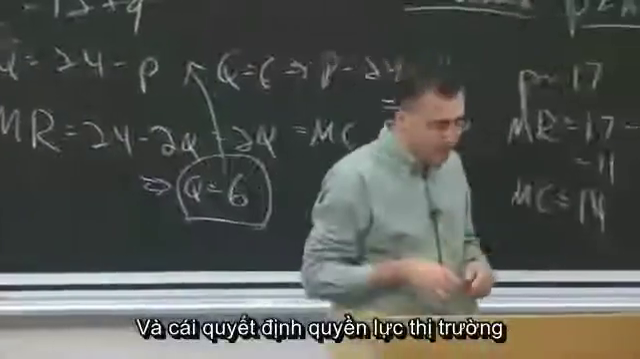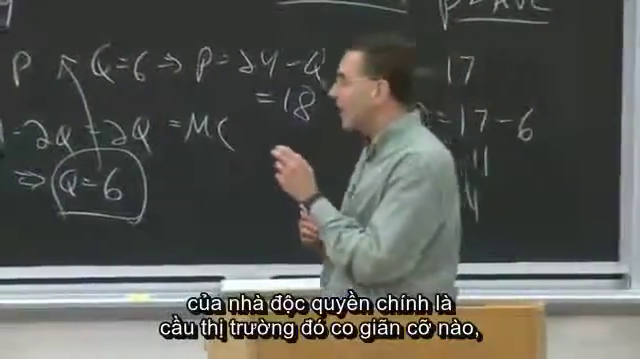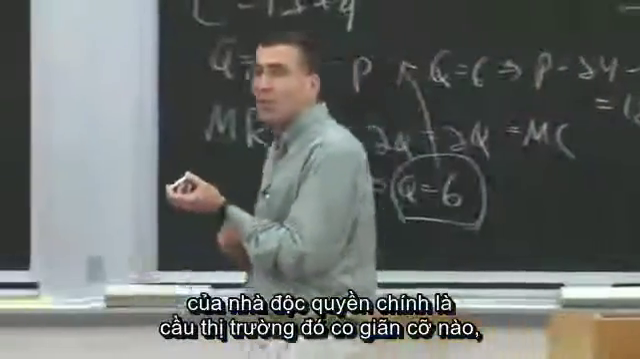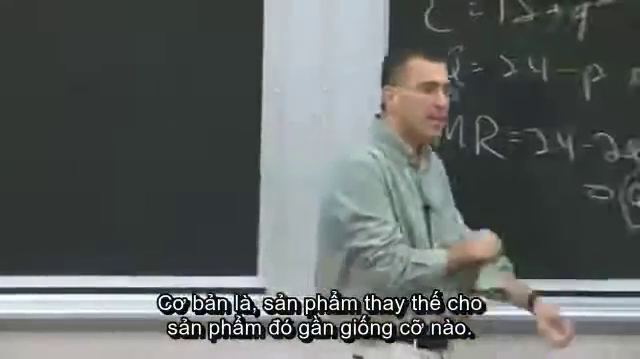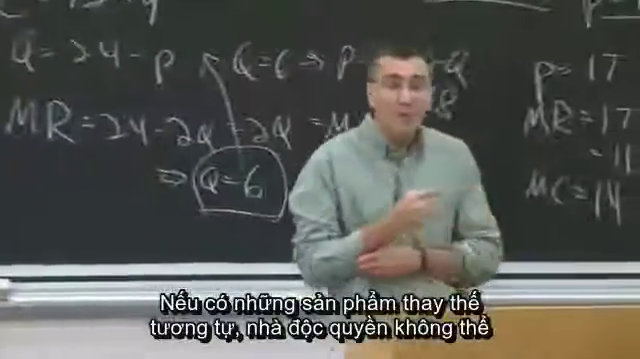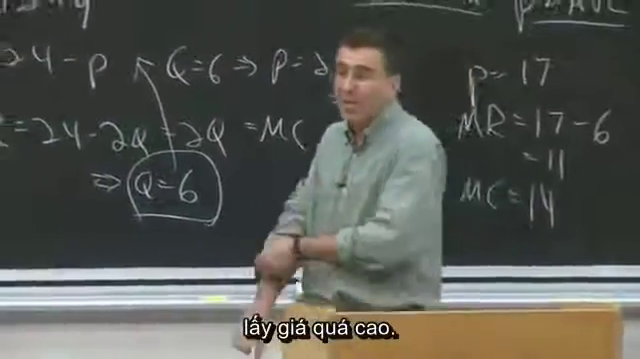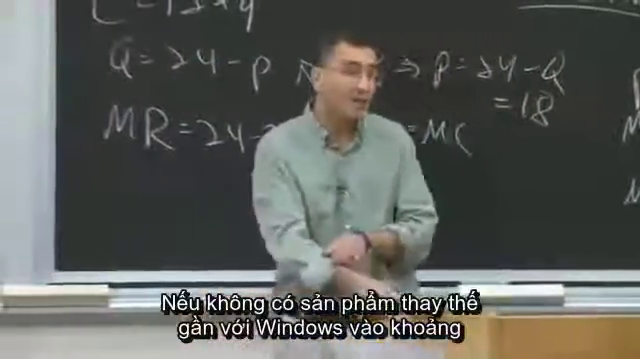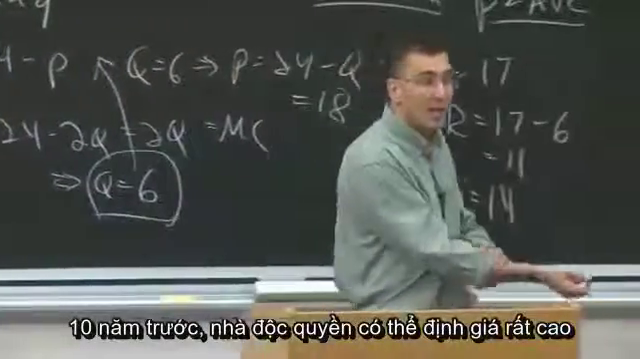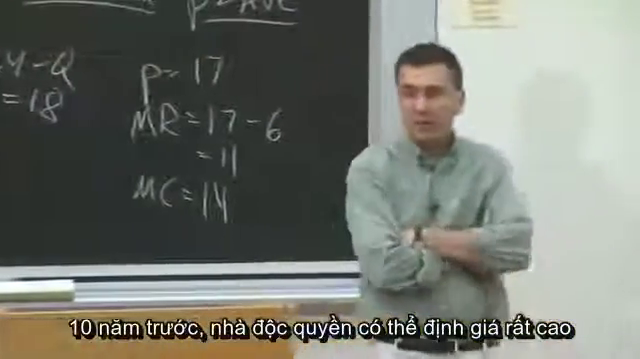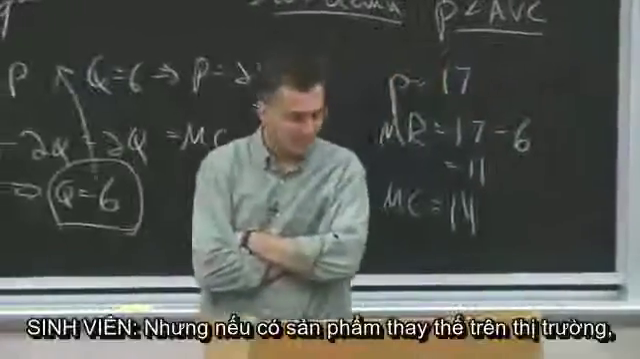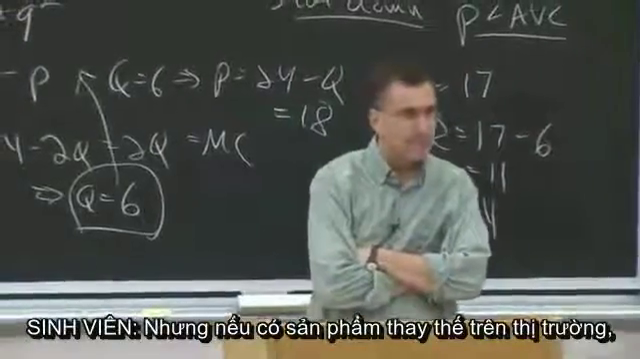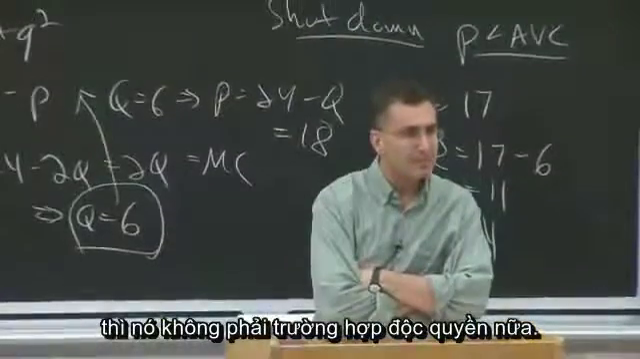And basically, what's going to determine how much market power the monopolist has is going to be how elastic demand is. Basically, how close the substitutes are for that good. If there's close substitutes, the monopolist won't be able to charge a very high markup. If there's not close substitutes, as with Windows circa 10 years ago, okay, the monopolist can charge a very high markup and become very, very rich. Okay? Yeah? But if there are substitutes in the market, then it's not a monopoly anymore.